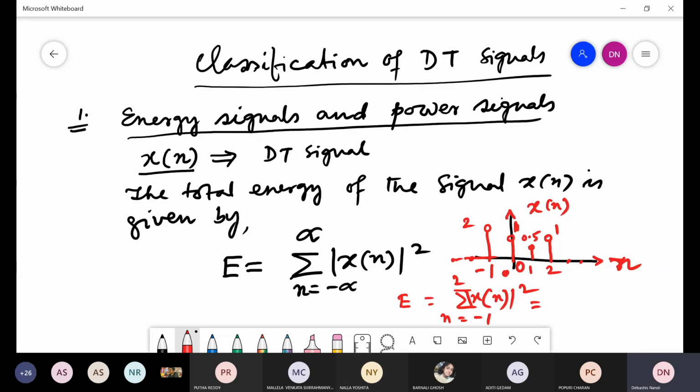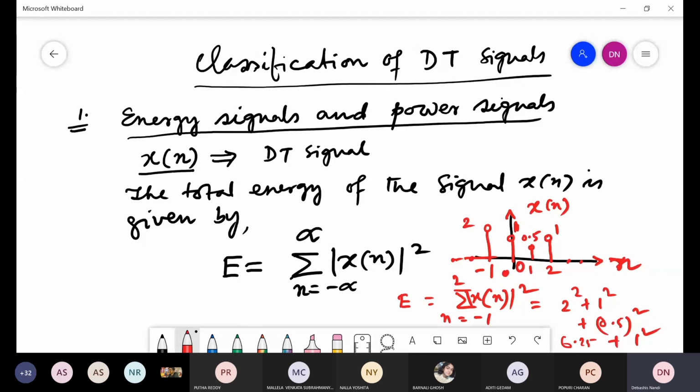If you perform the summation, it will be 2 square plus 1 square plus 0.5 whole square plus 1 square. This is equal to 4 plus 1, 5, 5 plus 0.25, 5.25, plus 1, 6.25. So the result will be 6.25. This is the energy. If the unit is given, then you can give the energy; it may be in joule if the values are given in voltage. So energy can be calculated by using this.